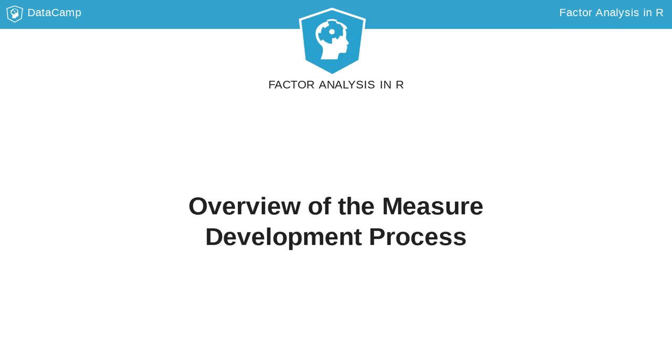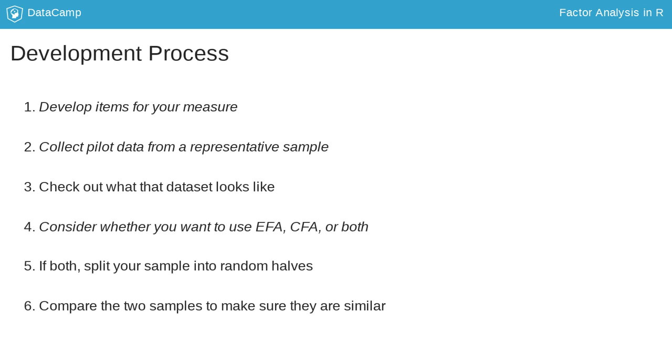Now that you know how to conduct a single-factor EFA, you're ready to start thinking about how it fits into the process of developing a measure. When you're creating a measure of an unobservable variable or variables, you typically want to follow this process. Steps 1, 2, and 4 are theoretical and don't involve any coding, so we won't spend much time on those.